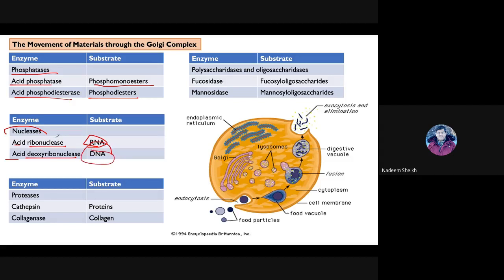Ribonuclease, wherever you talk about it, they are targeting the RNA. Deoxyribonuclease will target the DNA, and probably these are called acid enzymes because they are working in the acidic environment. For proteins, we have cathepsin enzyme, and for collagen digestion, we have a specific enzyme which is collagenase.